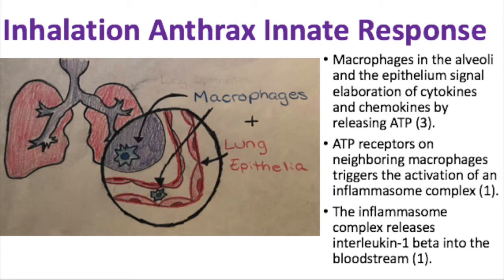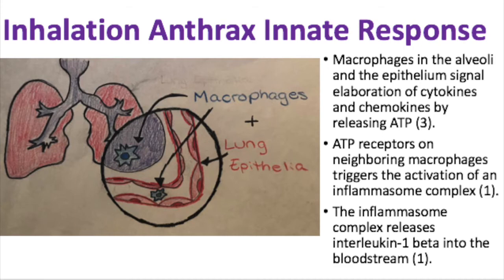ATP receptors on neighboring macrophages trigger the activation of an inflammasome complex, which helps coordinate immune defenses to DNA viruses and bacterial infections like this. The complex then releases interleukin 1 beta into the bloodstream, which alerts potentially infected macrophages to mobilize and increase resistance to infection.